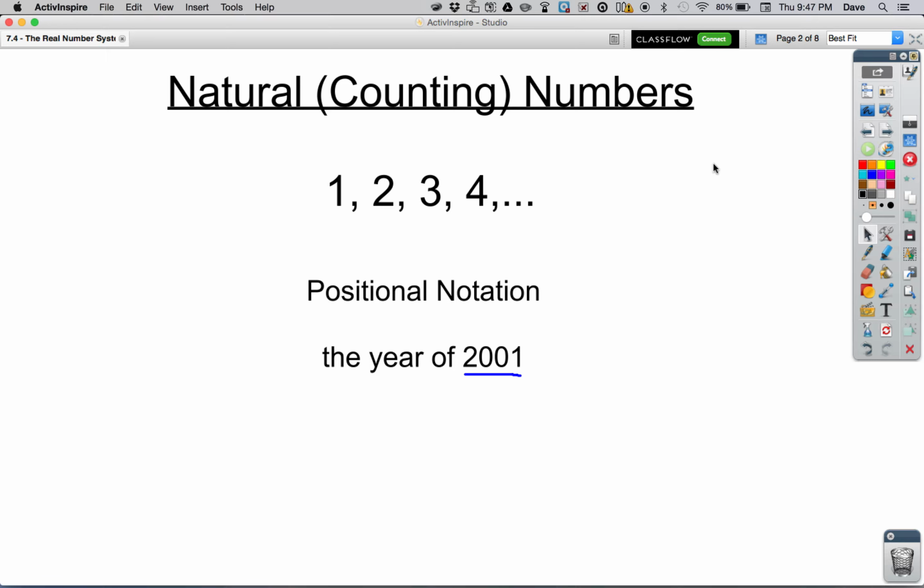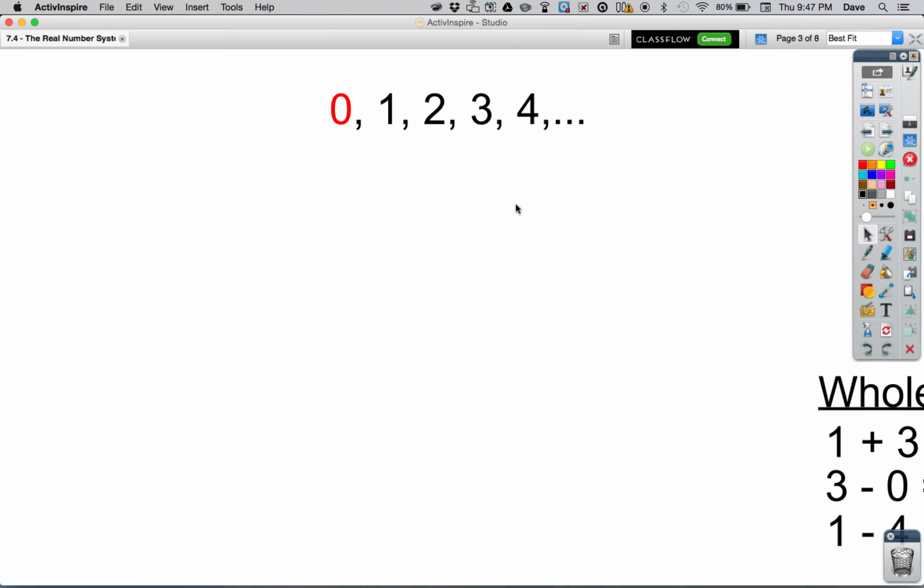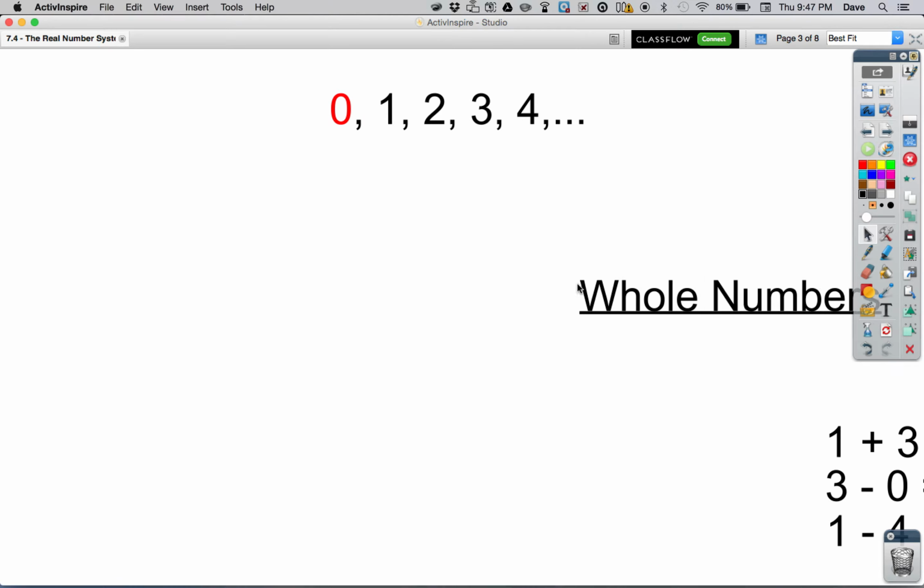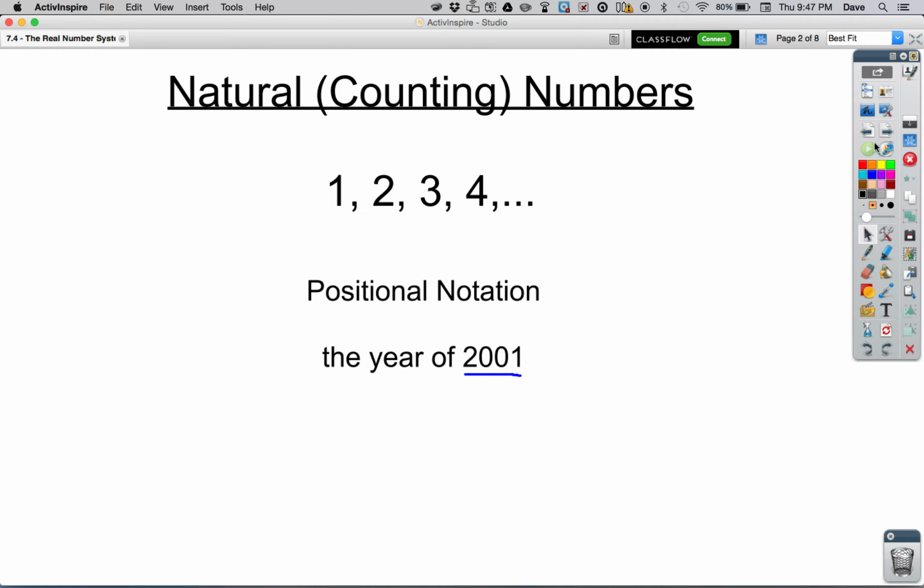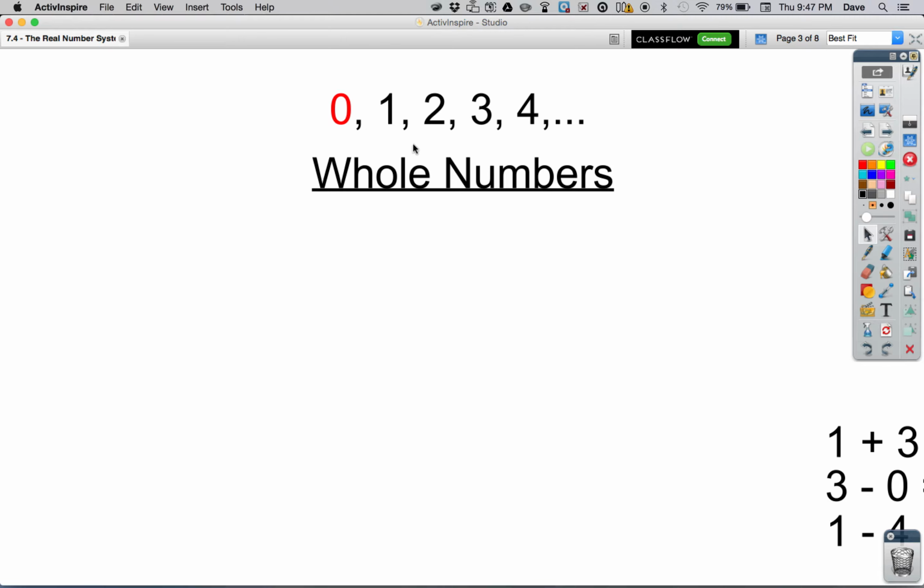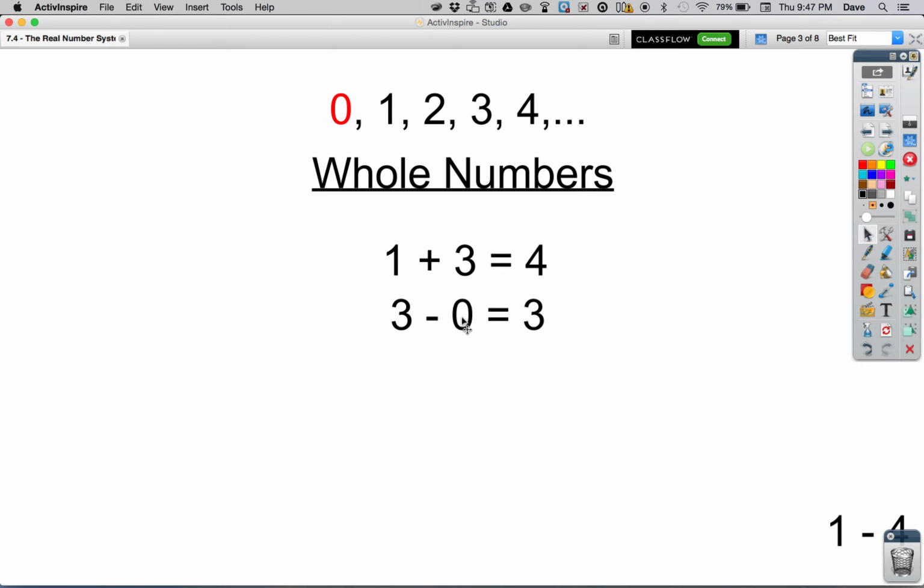And so the natural or counting numbers evolved into this: all the natural or counting numbers plus 0, which then got renamed as the whole numbers. There isn't a lot of difference between the natural numbers and the whole numbers except for 0. For a while, this was fine. We started to be able to do certain things like basic mathematics. 1 plus 3 equals 4 uses all the numbers in the whole number system. 3 minus 0 equals 3. Again, I'm using all the different whole numbers that I know to exist at this point.